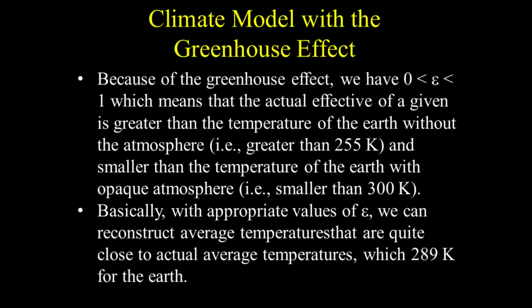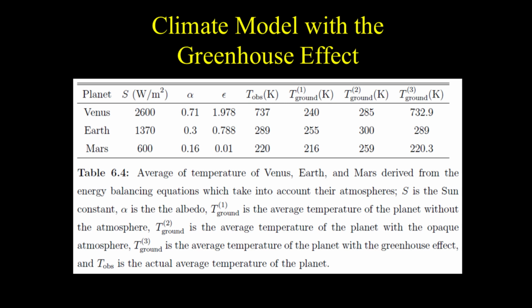Because of the greenhouse effect, emissivity is greater than 0 and smaller than 1, which means that the actual effective ground temperature for a given emissivity is greater than the temperature of the Earth without the atmosphere. That is, greater than 255 degrees Kelvin, and smaller than the temperature of the Earth with an opaque atmosphere. That is, smaller than 300 degrees Kelvin. Basically, with appropriate values of emissivity, we can reconstruct average temperatures that are quite close to actual average temperatures, which is 289 degrees Kelvin for the Earth, as shown in the following table. Note that the temperature of the atmosphere is always smaller than the ground temperature. The atmosphere is always cooler than the ground on average.